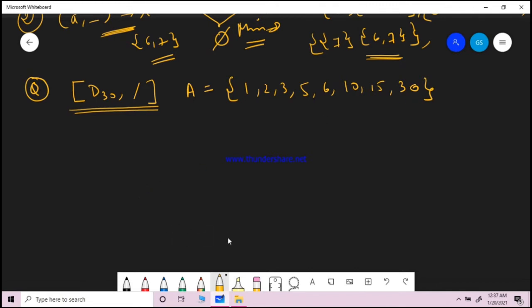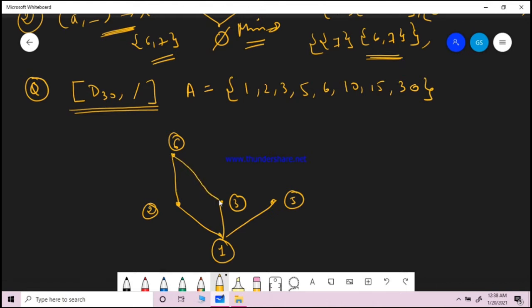Now you have to construct the Hasse diagram. So as you know, 1 is the element that is connected to every other element. So I am writing 1. Okay. What are the direct connections of 1? Okay, you can say 2, 3 and 5. So this will be 2, this will be 3, and this will be 5. You have to practice the Hasse diagram. Now what are the direct connections? 2, 3, 5. So 6 is divisible by 2 and 3 as well.